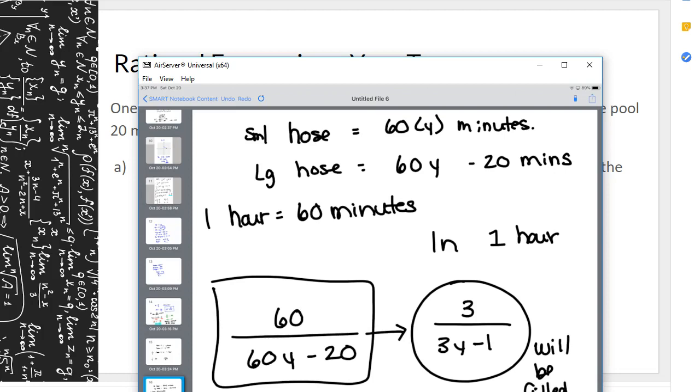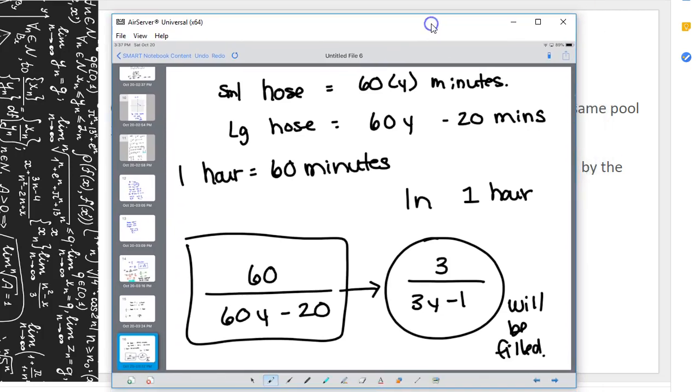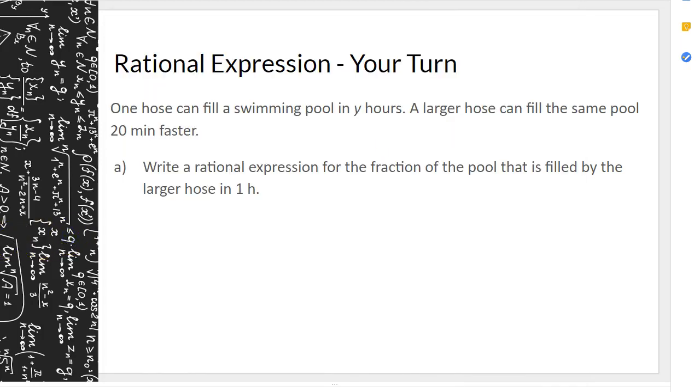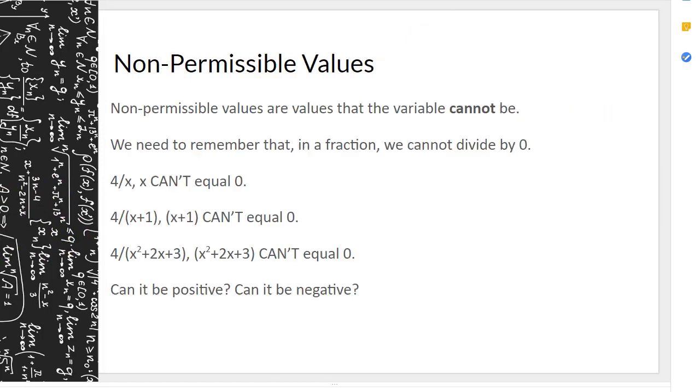So if it actually took 4 hours or it took 5 hours, we don't know. All we're saying is in 1 hour, this amount of the pool will be filled. So then if we had elaborated on the question and said, well, it takes 5 hours for the large hose to fill the pool, well, that would mean in 1 hour, it would be 5 times 3 is 15 minus 1, 3/14 of the pool would be filled. All right. I know those can be a bit tough, so just make sure you're working along with the examples, emailing me if you have any questions.